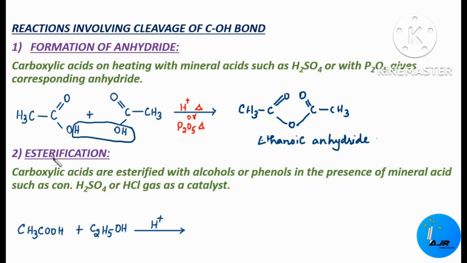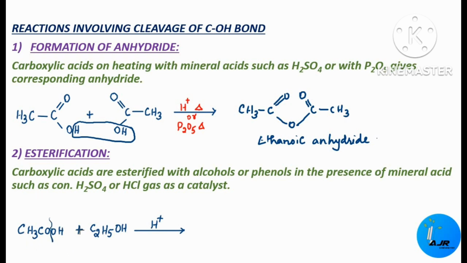Now let us see esterification. Carboxylic acids are esterified with alcohols or phenols in the presence of mineral acids such as concentrated sulfuric acid or HCl gas as a catalyst. So during esterification, I have taken acetic acid and ethyl alcohol. This reaction takes place in the presence of concentrated sulfuric acid or HCl gas as a catalyst. So again there will be the cleavage of C-OH bond. So what happens?